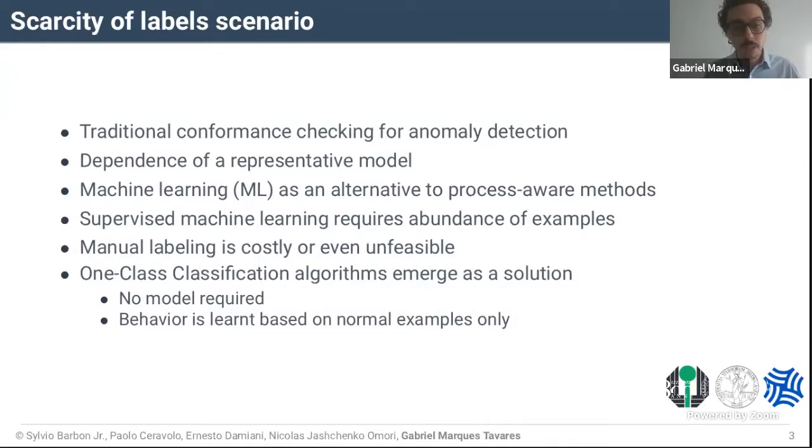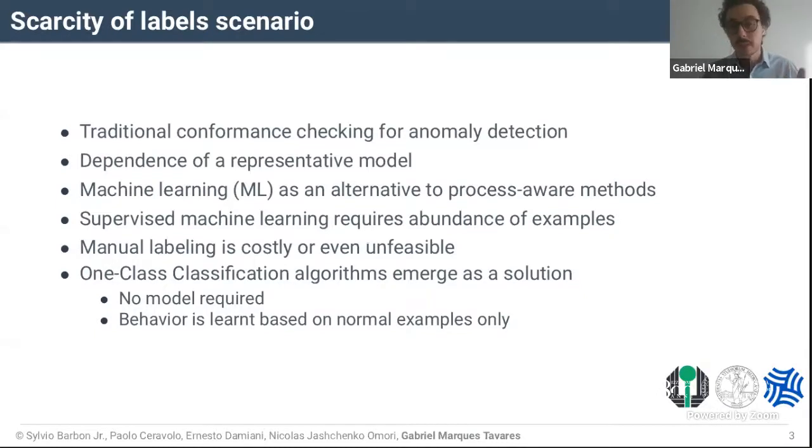So to overcome this issue, machine learning techniques have been more and more employed in process mining for anomaly detection as an alternative to process-aware methods. Mostly because machine learning techniques do not need a process model to compare with the event log. And we have seen that supervised machine learning has been used a lot in this scenario. But on the other hand, supervised machine learning also requires an abundance of examples, such as normal examples of traces and also several anomalous examples.